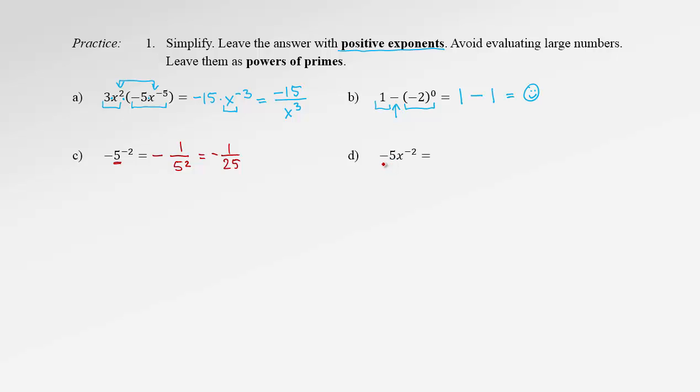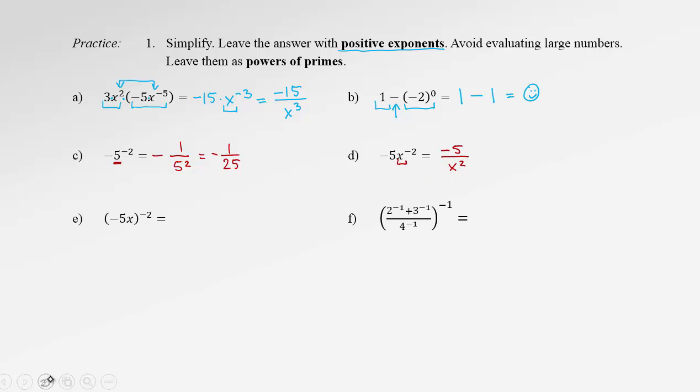Next one. Well, this example is very similar to that one. However, there is an x before the exponent negative 2. So this negative 2 refers only to the x. It does not refer to negative 5. Therefore, negative 5 stays. That will go into numerator. And x to the negative 2 becomes x to the 2 when we move it to the denominator. So that would be the final expression.